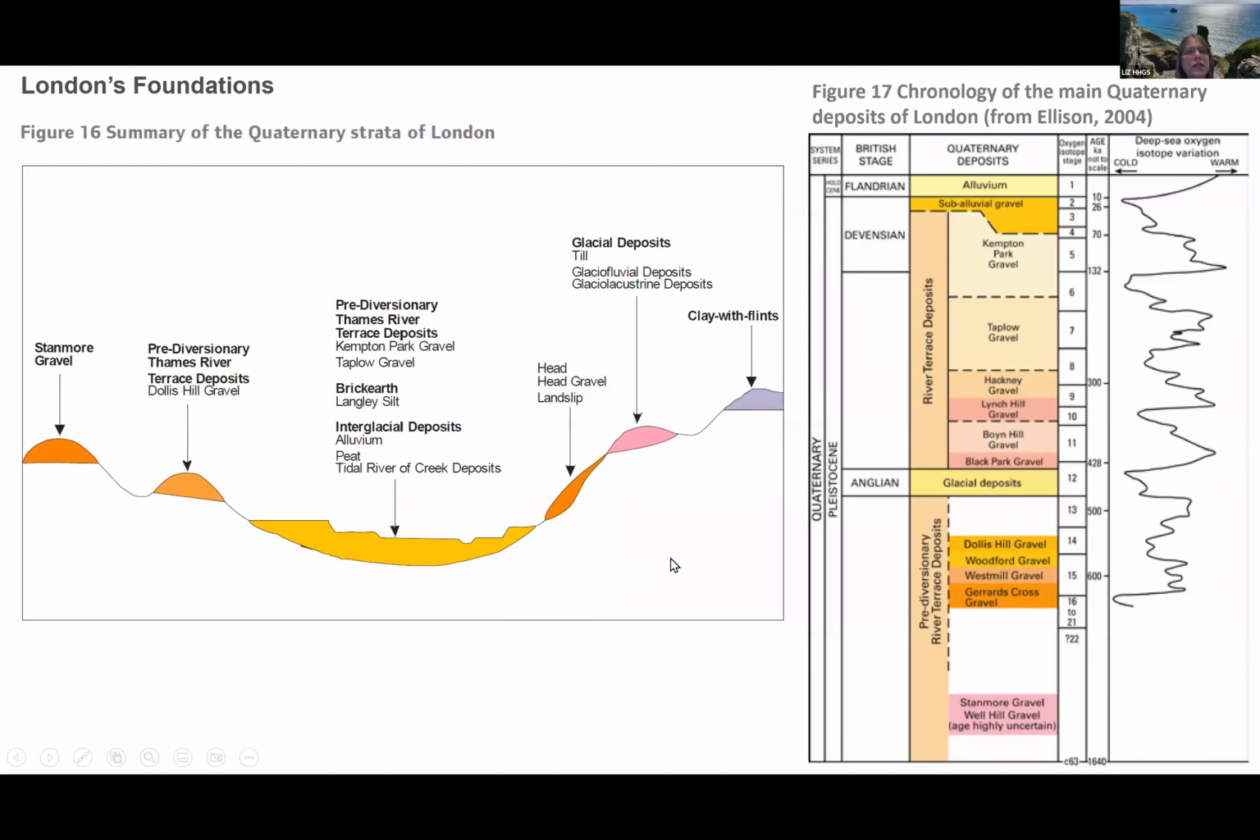So I found these two figures from London's Foundations, which show the Stanmore Gravel here, higher. And obviously as the river cut down, you get the later deposits at a lower elevation. Then on the stratigraphic column on the right, you see the Stanmore Gravel is right down the bottom. It actually says it's Pleistocene. I've seen that it might be Pliocene, actually a bit older. But in any case, when we're thinking about the Thames gravels, it's way down there, much older than most of them.